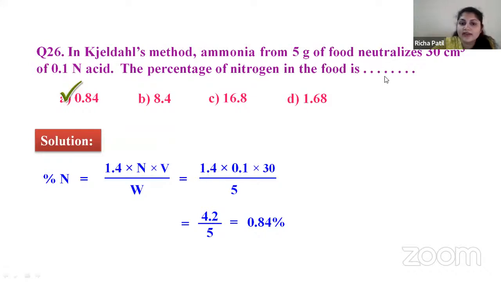So 1.4 is given. What is the normality given here? Normality is 0.1. What is the volume given? V is volume, so volume is 30. Then what is the weight given? 5 grams. So like this, you have to find the answer. So this is Kjeldahl's method. You need to remember the formula. Everything will be given, just you need to remember the formula.